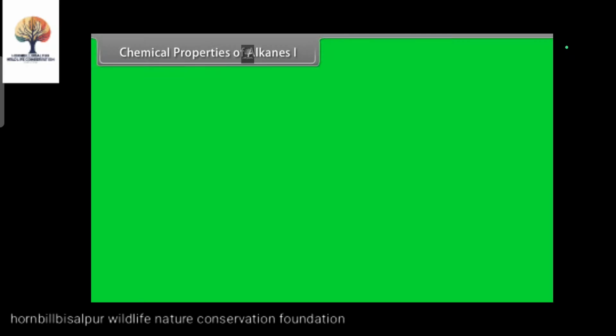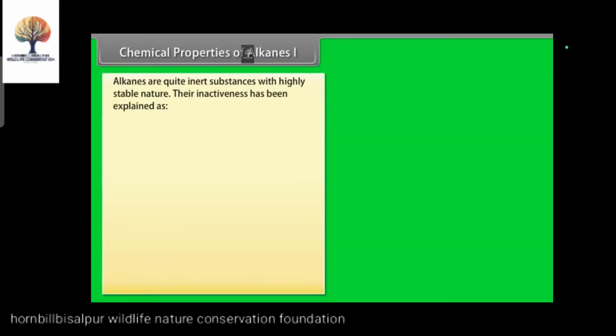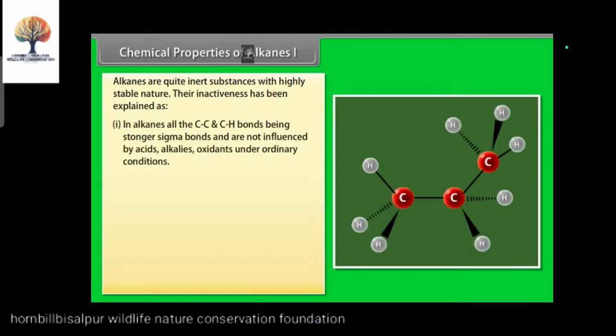Chemical properties of alkanes, part 1. Alkanes are quite inert substances with a highly stable nature. Their inactiveness has been explained as follows. Number 1. In alkanes, all the carbon-carbon and carbon-hydrogen bonds are strong sigma bonds and are not influenced by acids, alkalis, or oxidants under ordinary conditions.